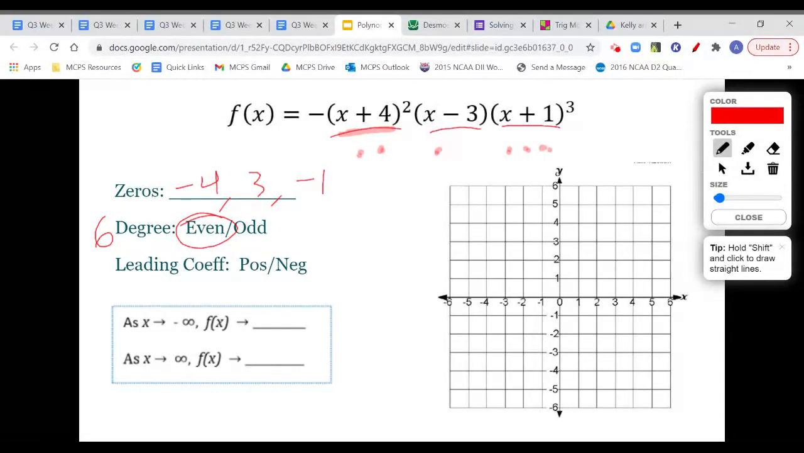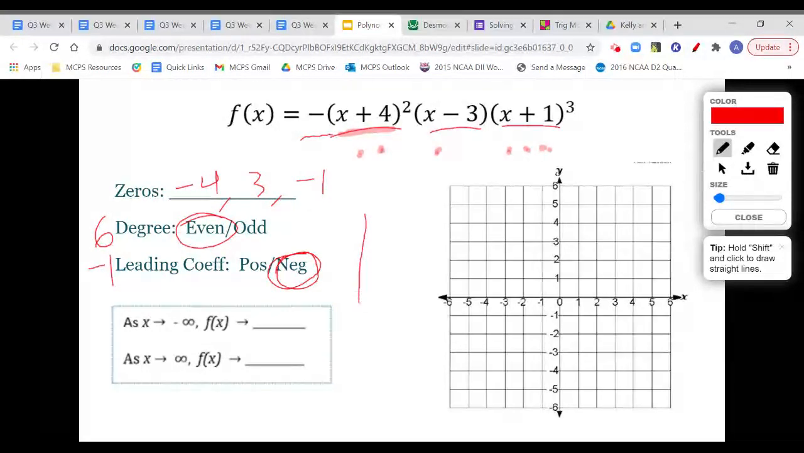Next thing I'm doing is looking at the leading coefficient. So that's if there is a number being multiplied out in front. If there is no number, it would just be 1. In this case, what do I see? I see a negative sign. Well, there's no number associated with that negative sign, so it's not like it's a -2, a -3. It is simply a -1. So my leading coefficient is going to be negative.